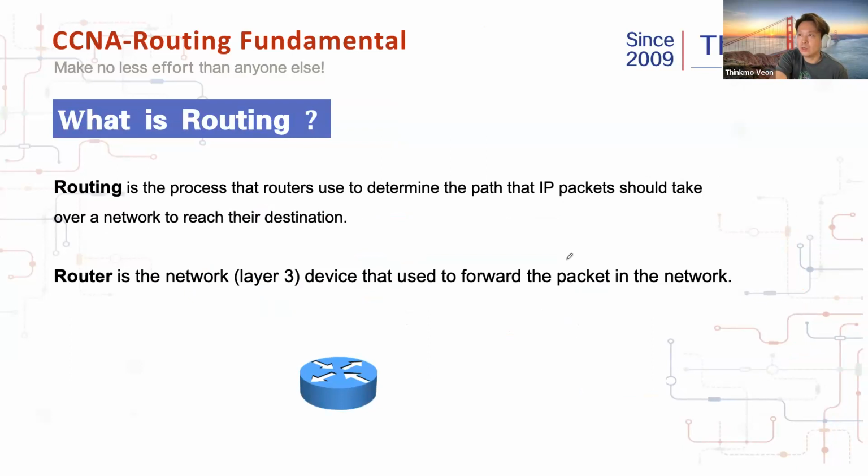So here we are going to talk about the routing fundamentals. Starting, we'll talk about what is routing. Here we have a definition: routing is the process that routers use to determine the path that the IP packets should take over a network to reach their destination. So you will see here, routing is used by routers. What is a router? A router is a network device, usually a layer 3 device, used to forward packets in the network.